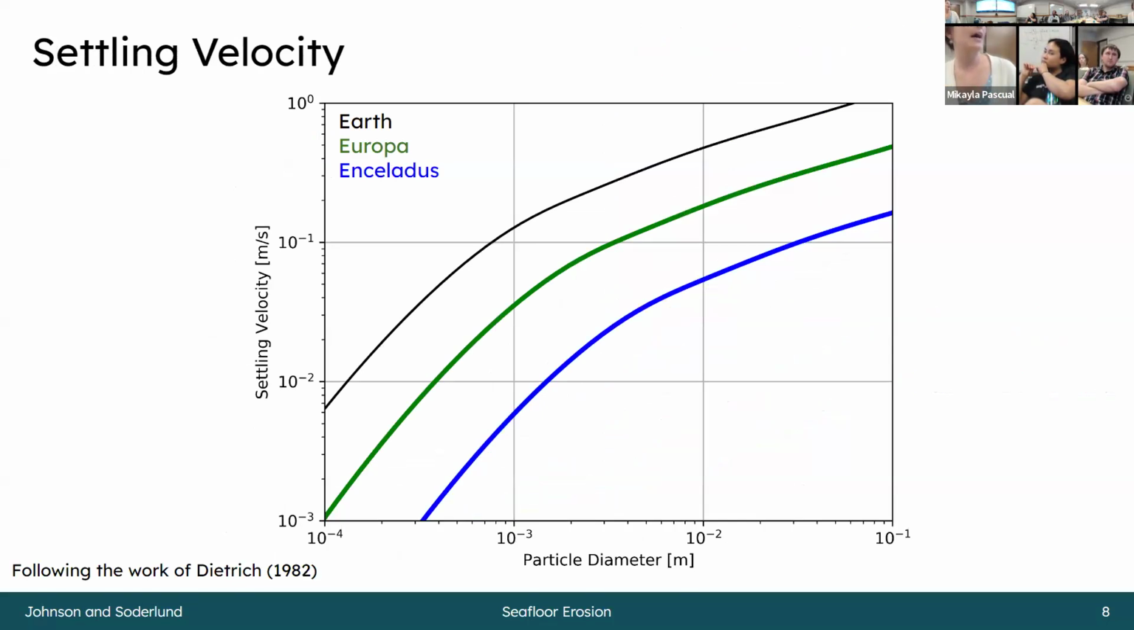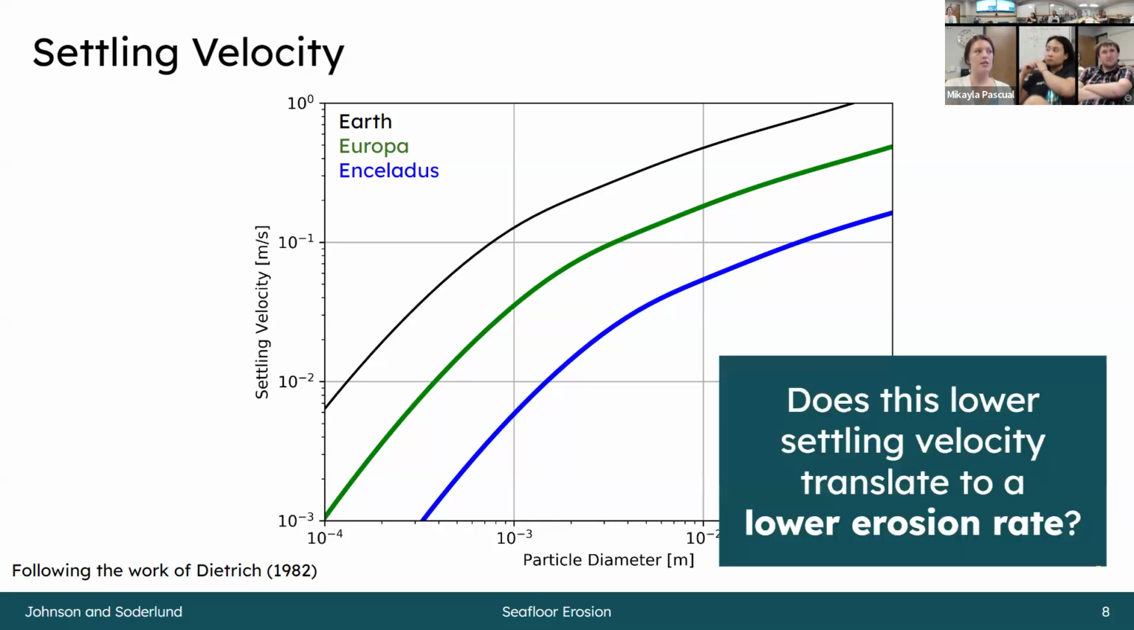So a final measure that becomes important for erosion is the settling velocity of these particles, which is just dependent on the gravity of the different worlds, since they're all water. The viscosity of the fluid comes into play as well. But you can see that for Enceladus, especially, the settling velocity is something like a factor of 10 lower. So these particles will stay aloft for longer, and when they do eventually bash back into the bedrock, they will do so with a much lower kinetic energy.